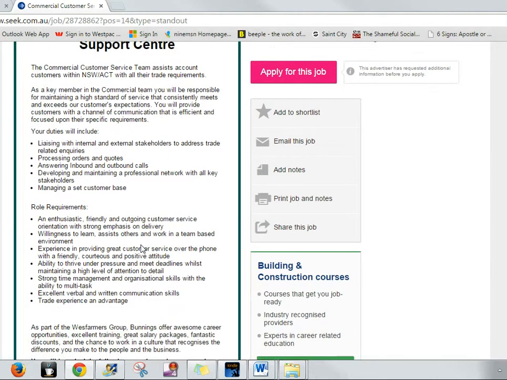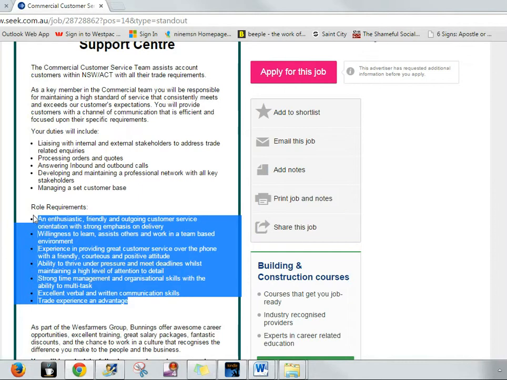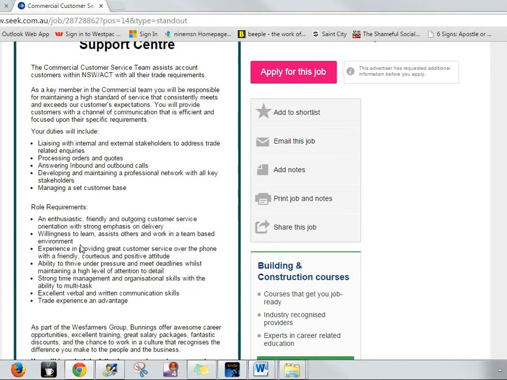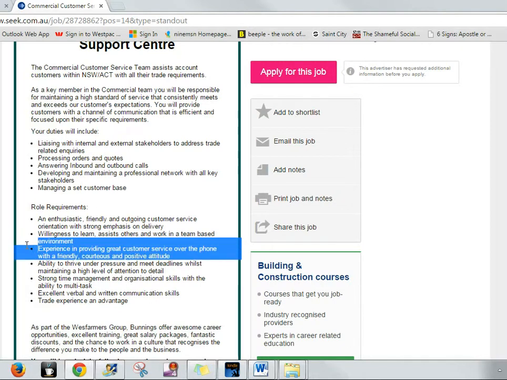You don't have to actually go through and try and second guess what you're supposed to do. And even down here, these are your duties. You've got role requirements, and these role requirements are great because they've already outlined to you exactly what they want in a person, what they want the person to do in a role. An enthusiastic and friendly and outgoing customer service orientation with strong emphasis on delivery. That's the very first one. The second one down here, willingness to learn, assist others, and work in a team-based environment. Excellent. Next one, experience in providing a great customer service over the phone with a friendly, courteous, and positive attitude.